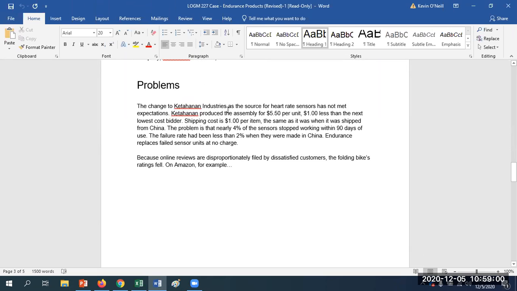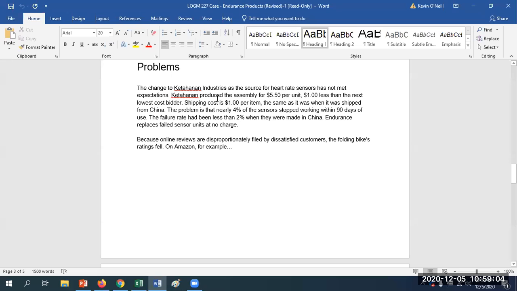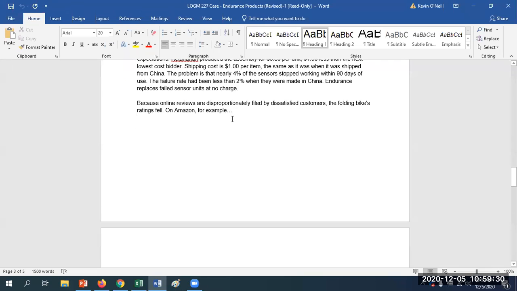The change to Ketahanan as the source has not met expectations. It produced the assembly for $5.50 a part, $1 less than the next lowest cost bidder. Shipping cost is $1 per item, the same as it was when it was shipped from China. The problem is that about 4% of the sensors stopped working within 90 days of use. Not good. The failure rate had been less than 2% when they were made in China. So basically the quality issues doubled for that bidder.